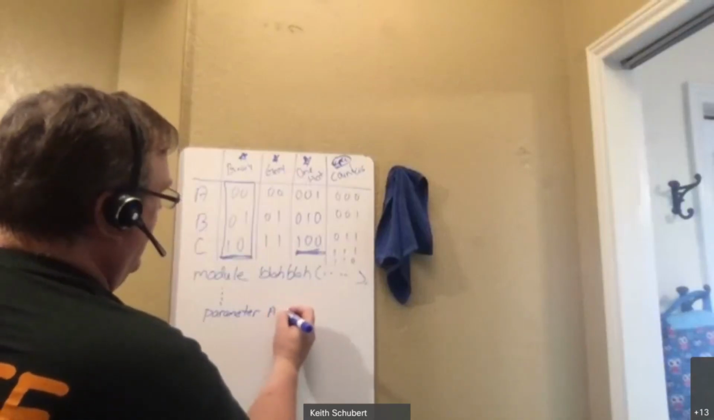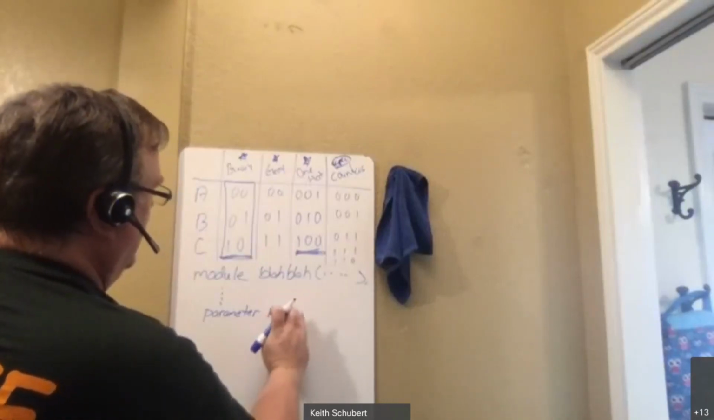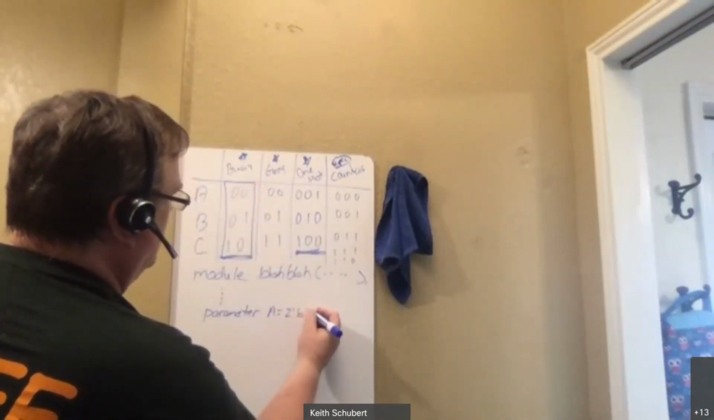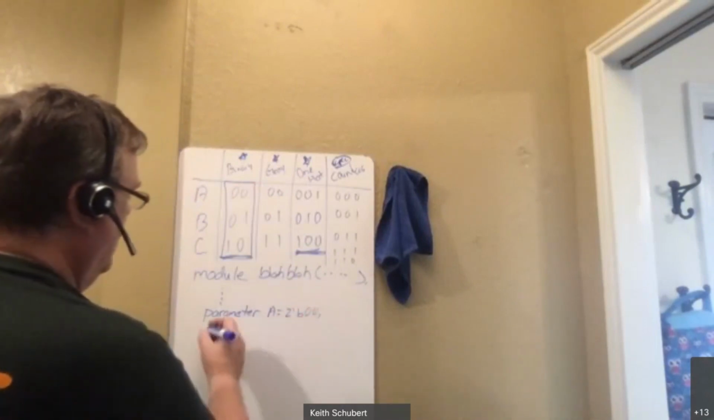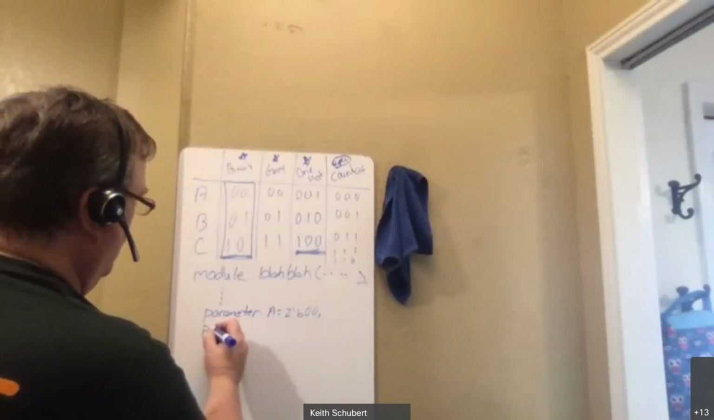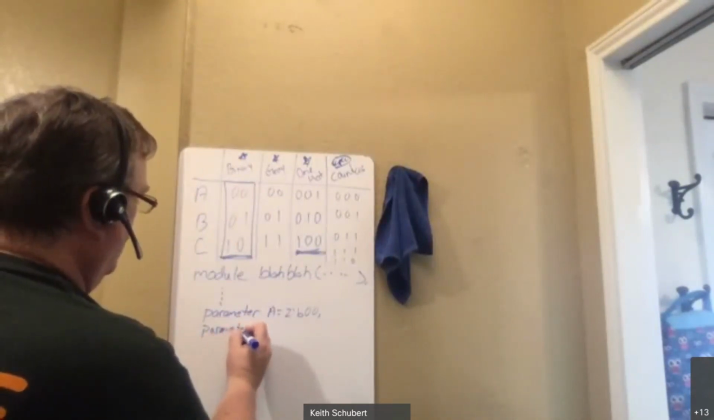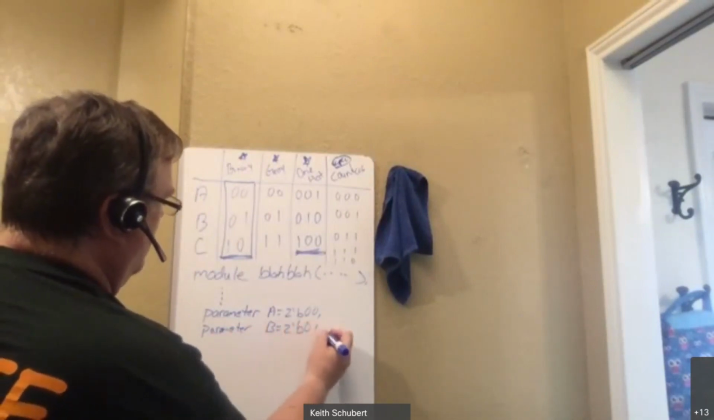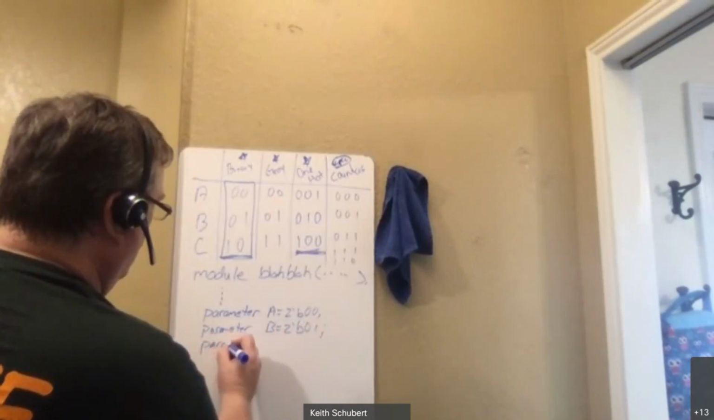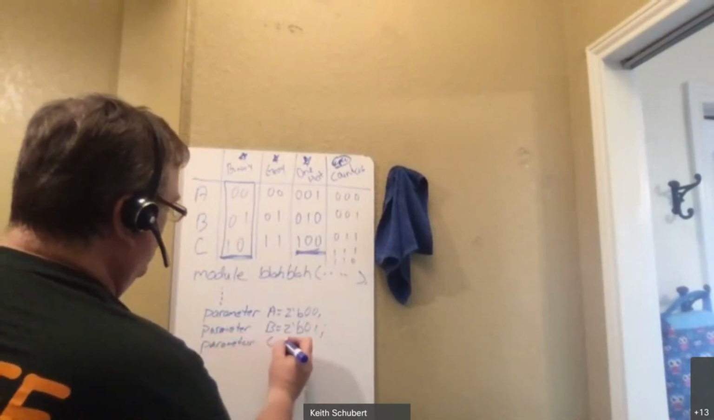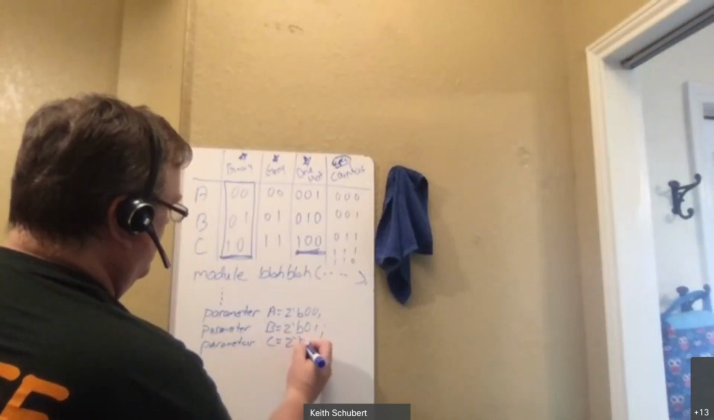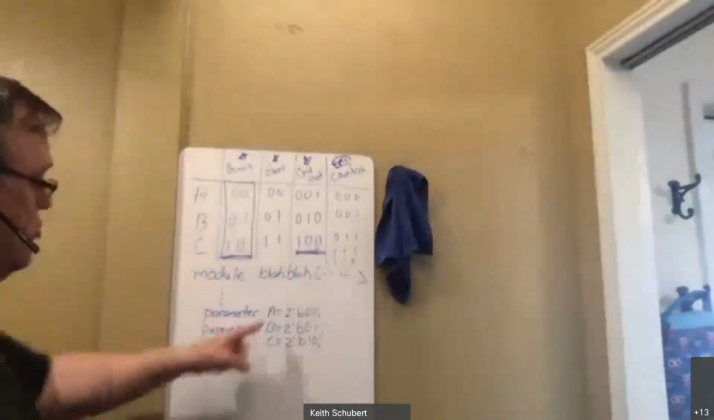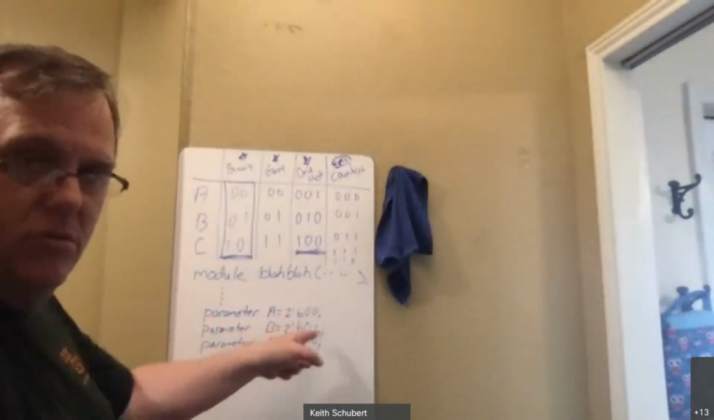And I can just say A is equal to, and I can be really formal here because I want it to be 2 bits. So I can say 2 bits binary 00. And parameter B, 2 bits binary 01. And parameter C is 2 bits binary 10. After this, I can treat ABC as identical to these.